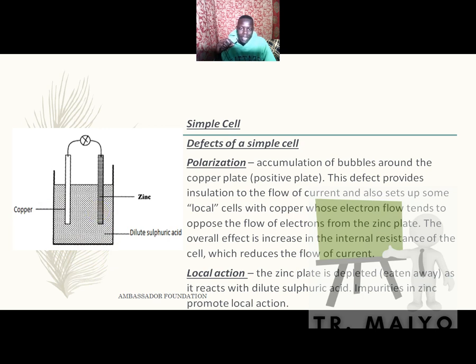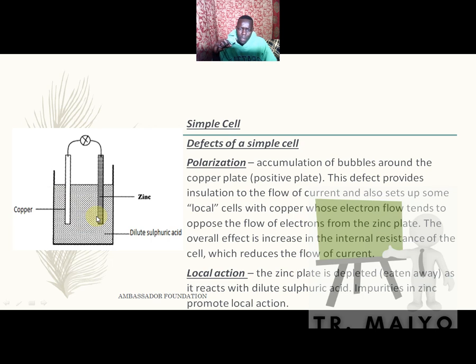I said in my previous video that a substance in liquid state or in aqueous state that can allow current to pass through it, we call that particular substance an electrolyte. So one of the conductors that dips into the liquid, we call it the electrode. So we have the copper electrode and we have the zinc electrode. Copper and the zinc electrode.